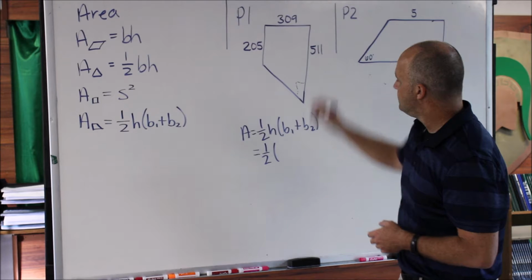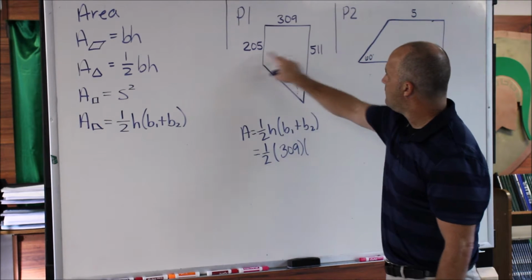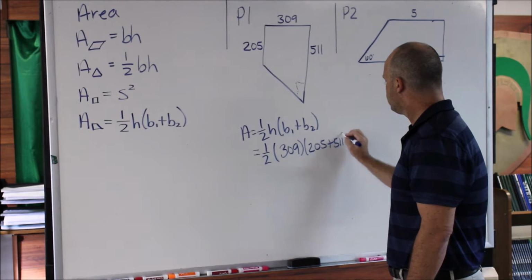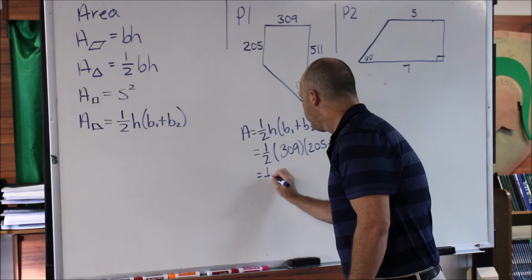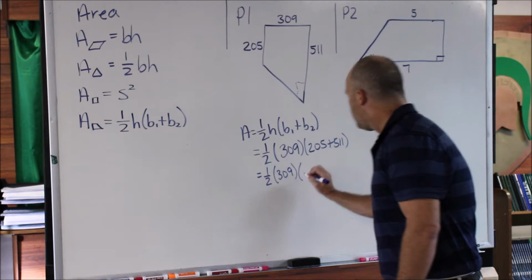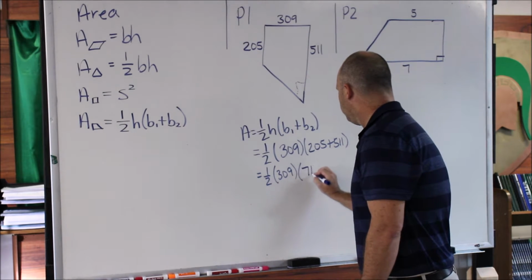So 1/2 times the height is 309 times the sum of 205 and 511. So now we get 1/2 of 309 times 205 plus 511 is going to be 716.